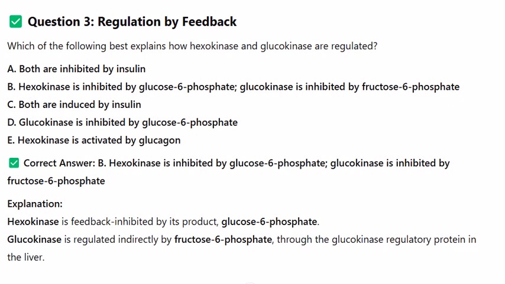Correct answer, B. Hexokinase is inhibited by glucose-6-phosphate. Glucokinase is inhibited by fructose-6-phosphate. Explanation: hexokinase is feedback inhibited by its product, glucose-6-phosphate. Glucokinase is regulated indirectly by fructose-6-phosphate through the glucokinase regulatory protein in the liver.